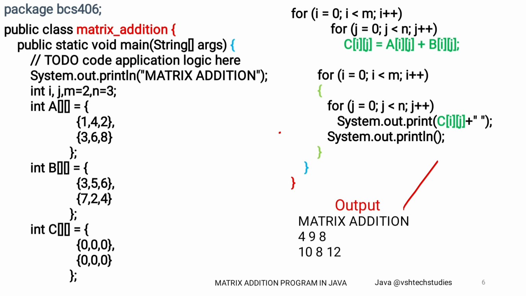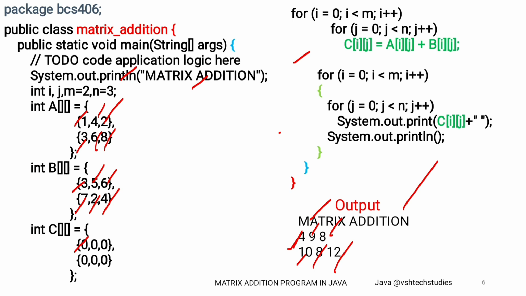This is the heading we have mentioned in the program by system.out.println. Next, this 4: the first row first column element of A, that is 1, is added with the corresponding element of B, that is 3. 1 plus 3 is 4, which is stored in the corresponding element of C. Similarly 4 plus 5 is 9, 2 plus 6 is 8. Next row, 3 plus 7 is 10, 6 plus 2 is 8, 8 plus 4 is 12.